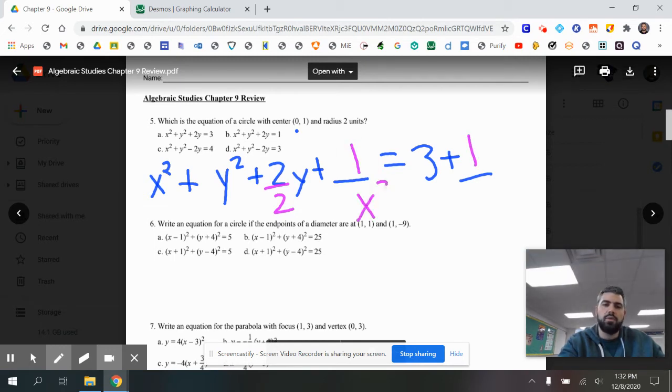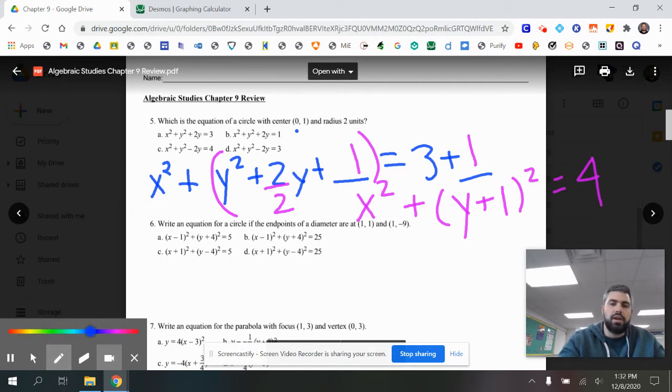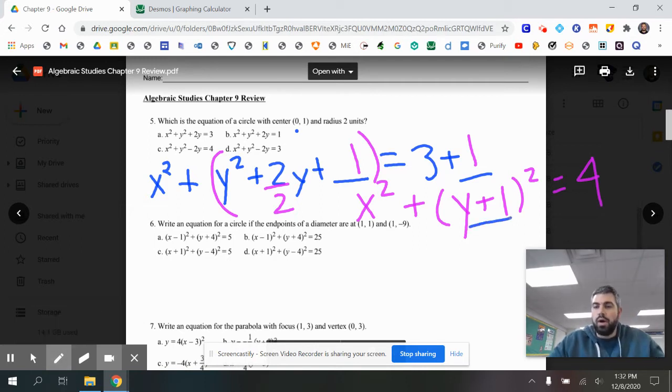I end up getting x squared plus, and this, again, is completing the square, y plus 1 squared equals 4. Now, that's a good thing because equal to 4 means that its radius is going to be 2, because we always said that in a circle equation, it's equal to r squared. However, the problem with this one is y plus 1. That would be centered at the point 0, negative 1. So it's not this one. Okay, so it's not going to be A. All right. We notice that B is very similar to it.